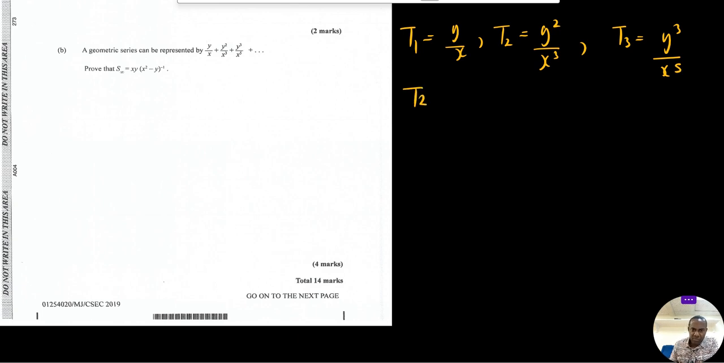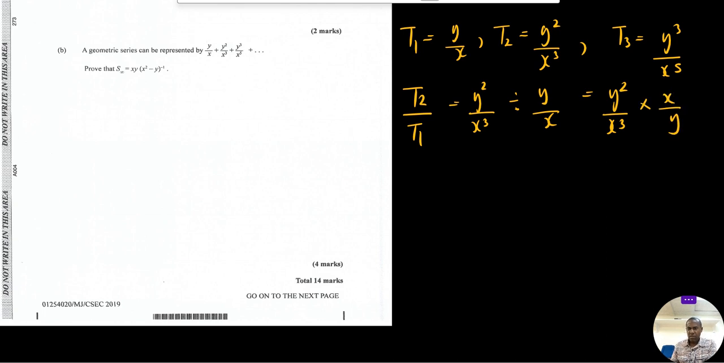Now let's check the ratio of t2 to t1. This gives us y squared over x cubed divided by y over x, the same thing as y squared over x cubed times x over y. And so when we do that, that's going to give us y over x squared, right? So let's check the others.